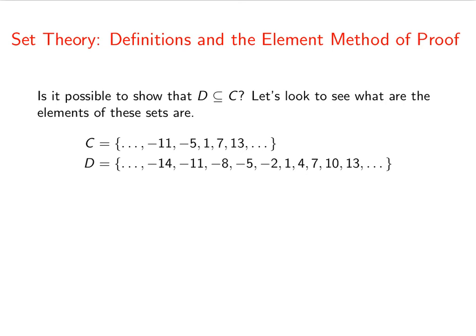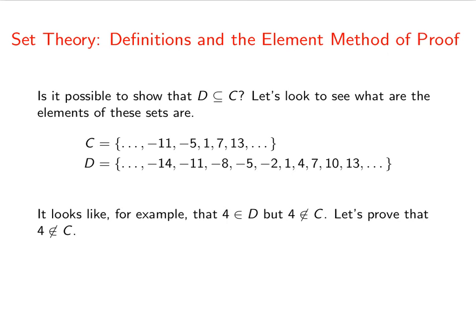And then here I've written out a few elements of D. And you can see how all the elements of C really are elements of D, but the other way around looks like is not the case. Looks, for instance, that 4 is an element of D, but 4 is not an element of C. If that's the case, then D will not be a subset of C. Let's prove that 4 is not an element of C.